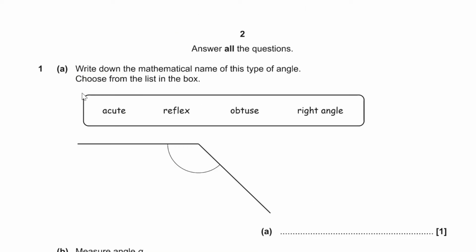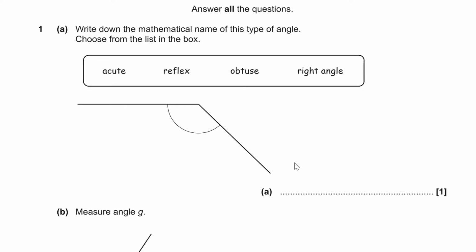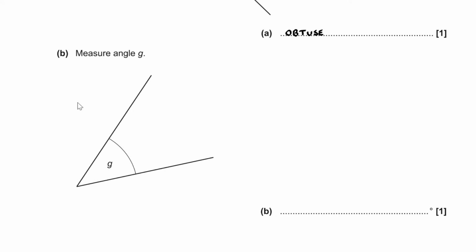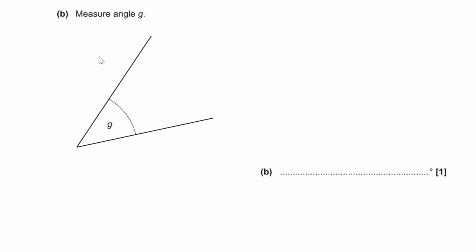Question number 1. For part A, we have to write down the mathematical name of this type of angle. Choose from the list in the box. Well, this angle is more than 90 degrees, but less than 180 degrees, and therefore, for part A, we have an obtuse angle. Now for part B, we have to measure angle G.